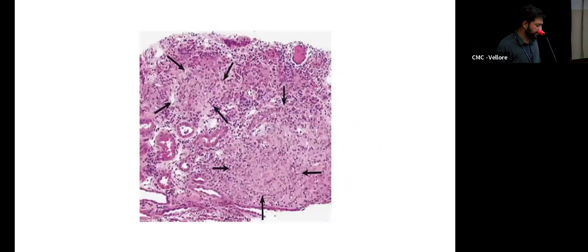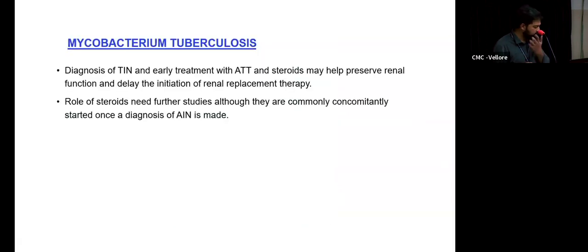So here, this is basically a granuloma in the interstitium, which is having some epithelioid cells also. Although it's usually caseating in tuberculosis, here it's a non-caseating granuloma that has been described. So with Mycobacterium tuberculosis, the diagnosis is of TIN, and early treatment with ATT and steroids may help preserve the renal function and delay the onset of RRT. However, the role of steroids, as you know, in most cases needs further RCTs and further studies.